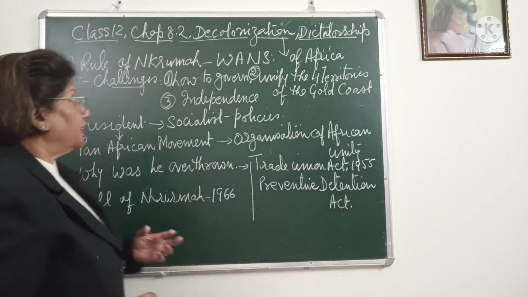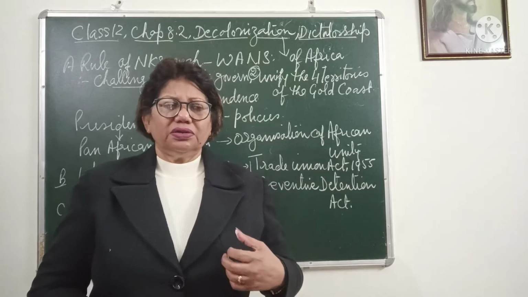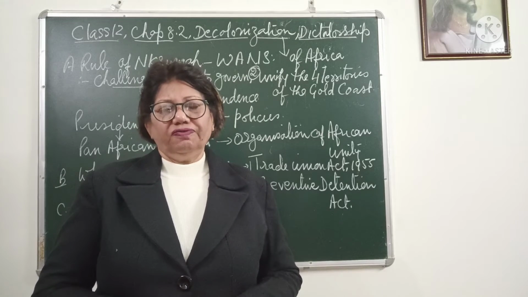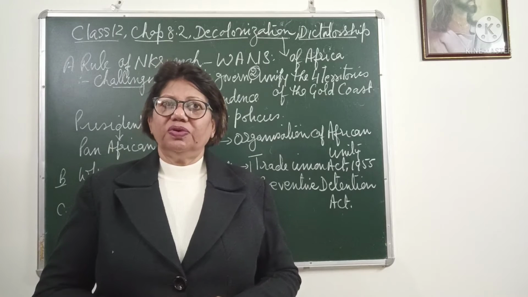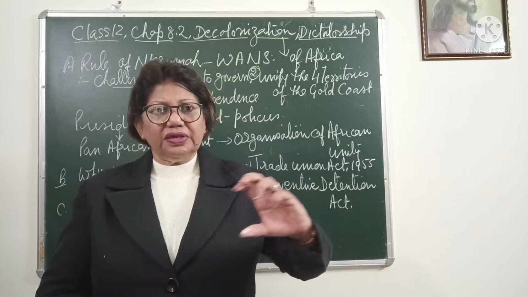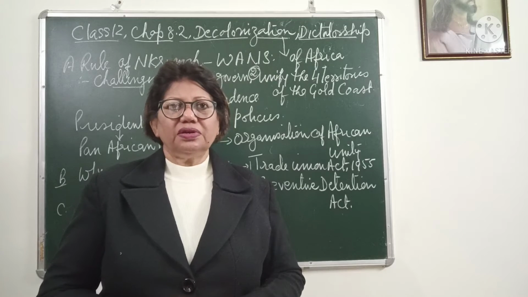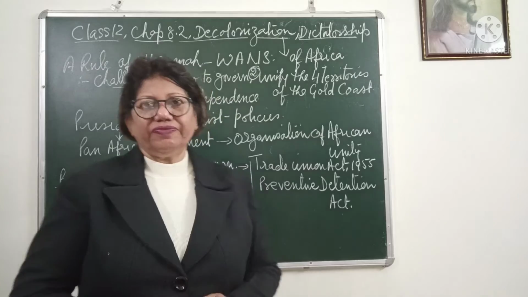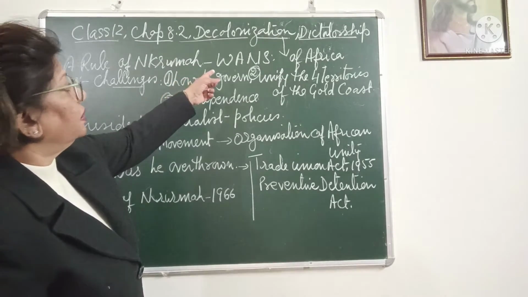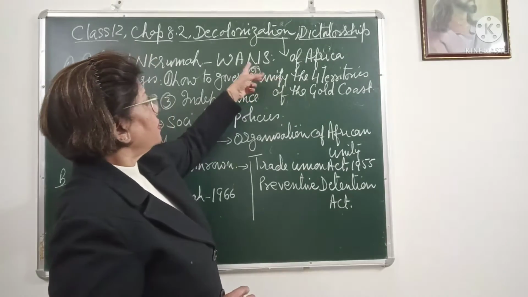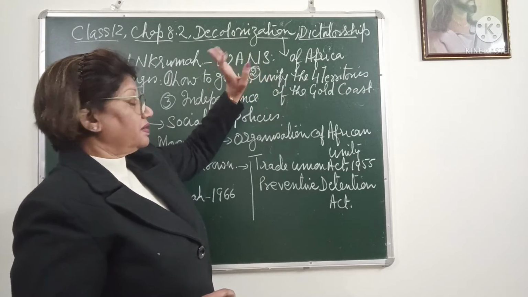Today we have to see the rule of Nkrumah when he became prime minister, and what measures he took to run the country. If we see his role from the beginning, he completed his post graduation from Pennsylvania University, and when he returned to London, he founded the WANS. What is WANS? It stands for the West African National Secretariat.